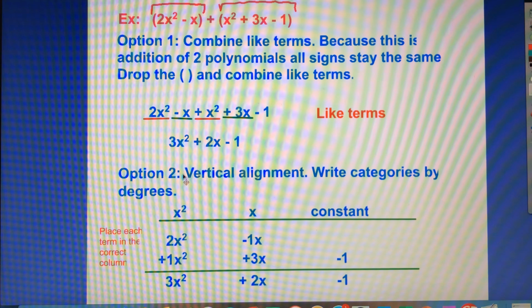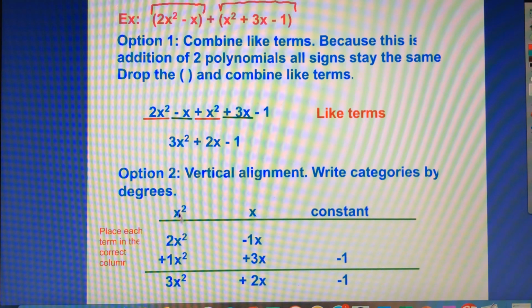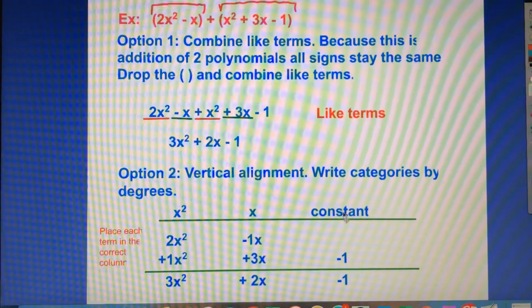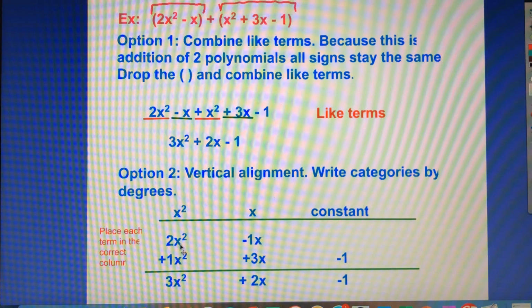Option 2, I can do a vertical alignment where I start with the largest degree and I go down to the constant. So I can see that x squared was my largest degree. My first column will be x squared, and then I just go down, x to the 1, and then no x at all, which is called constant. I look at my polynomial, 2x squared. I put it in the x squared column. Negative 1x in the x column.